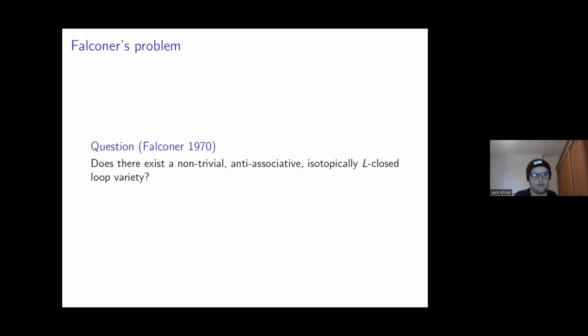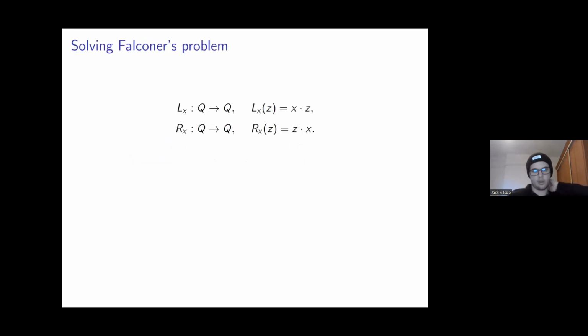And now we can state Falconer's problem. So Falconer asked if there exists a non-trivial anti-associative isotopically L-closed loop variety. And we used our Latin squares to solve this problem. So let Q be a quasi-group and let X be an element of Q. Then the map Lx, which is called the left translate by X, is the map defined by multiplication by X on the left. And similarly, the right translate by X is just multiplication by X on the right.